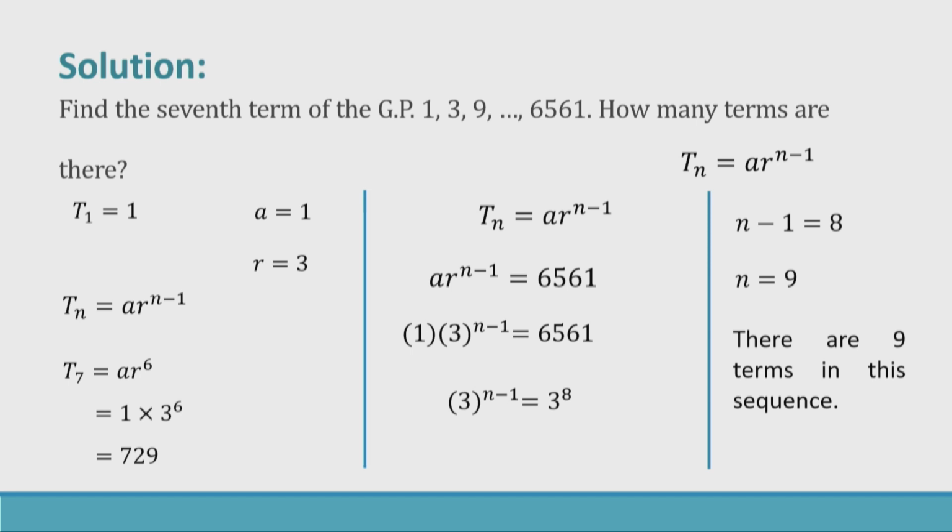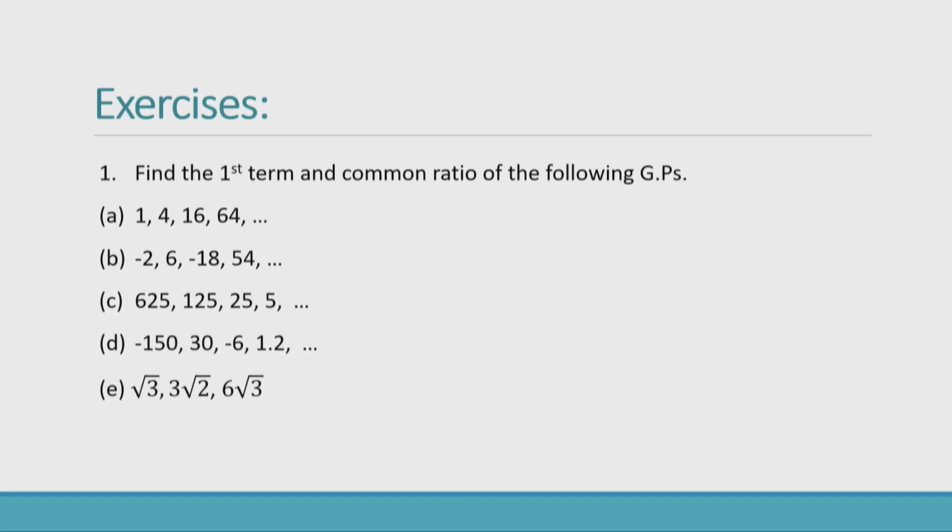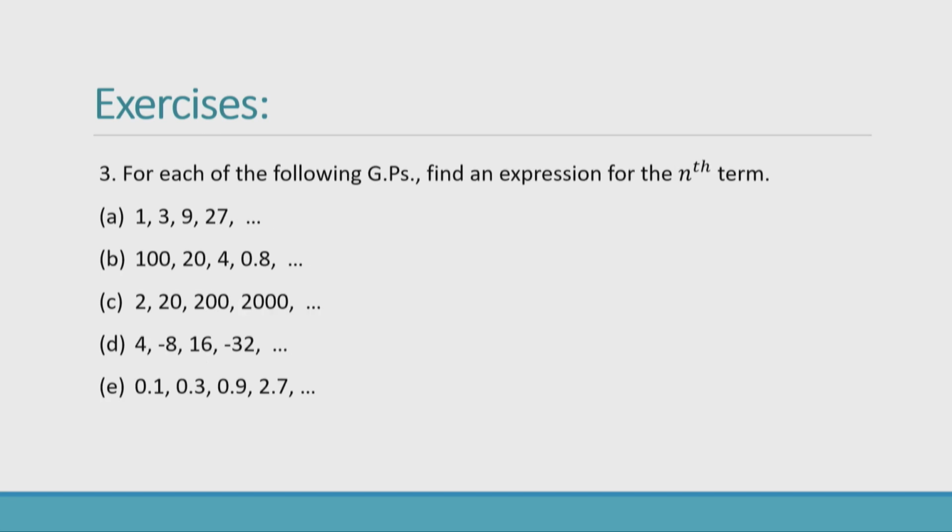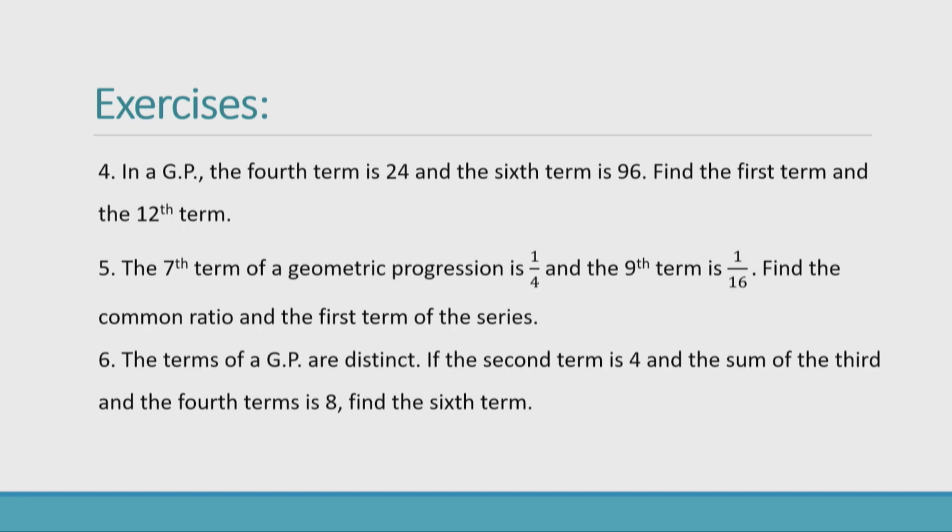So now I will give you some exercises to practice on what we have learned today. The first question, find the first term and common ratio of the following GPs. Question 2, for each of the following GPs, you need to find the indicated term or terms. Number 3, for each of the following GPs, find an expression for the nth term. And then you have a few more word problems on the GP to find the nth term.